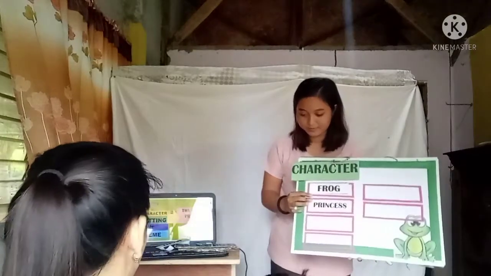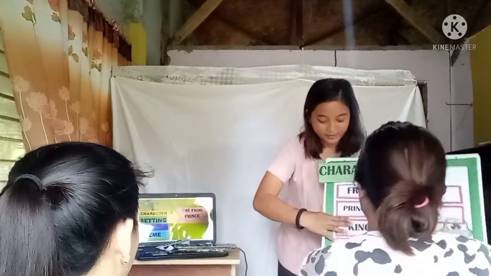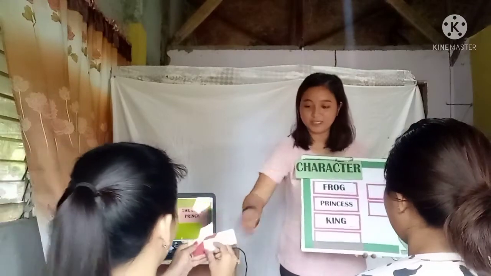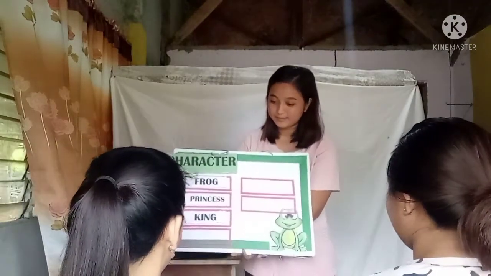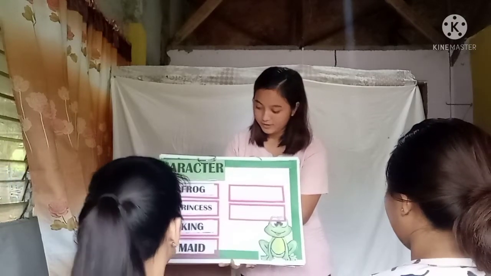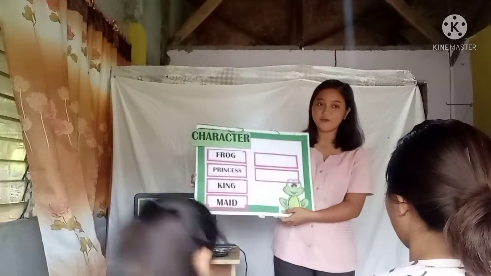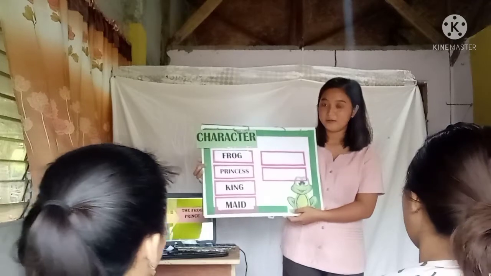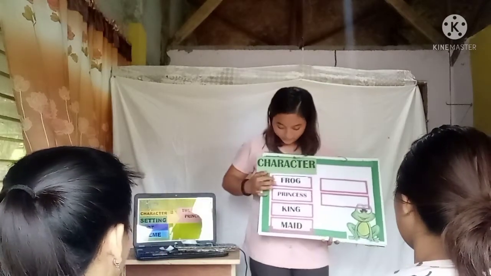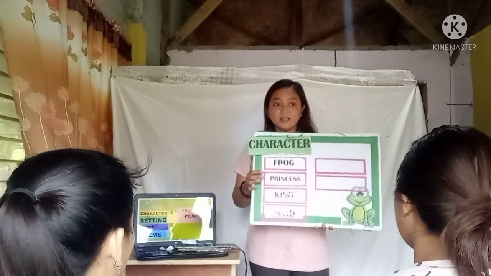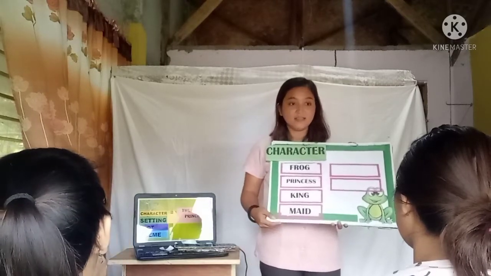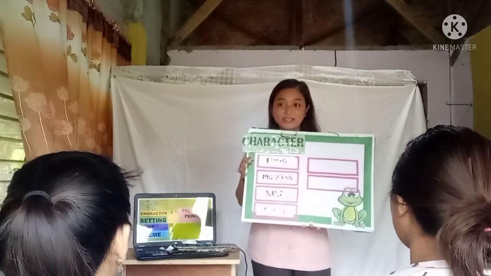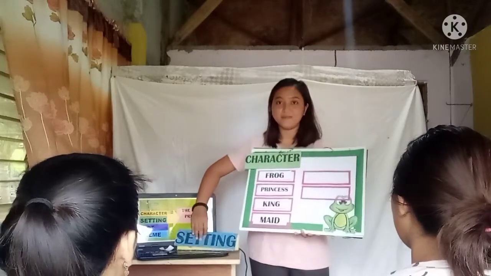Thank you. And last one, the maid, po. The maid. Very good. Kindly put it here. Okay, can you read the characters in the story? Who are the characters? Frog, princess, king, and the maid. Okay, so these three, frog, princess, and the king, are the main characters in the story. And the maid is not the main character, but she is still in the story, so she is included as a character.